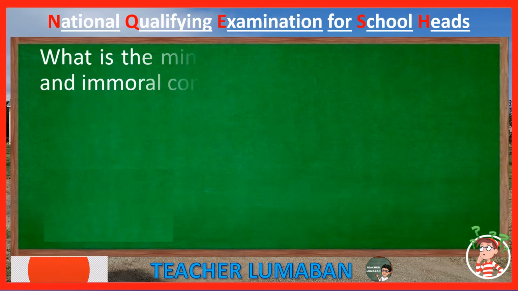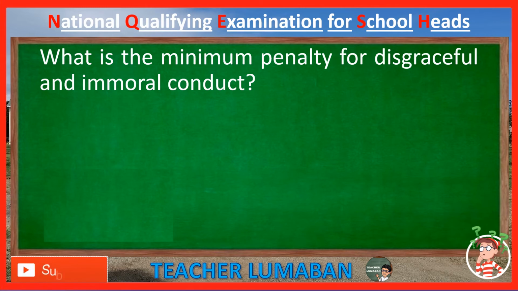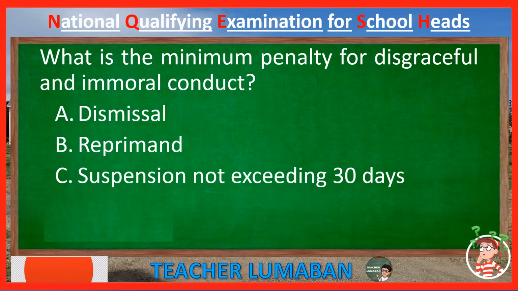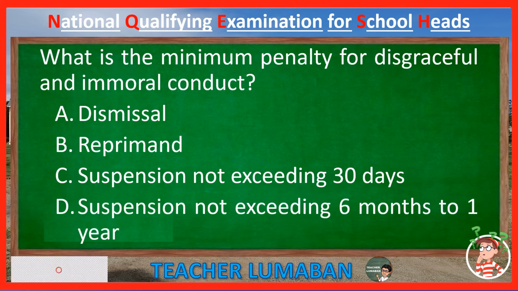What is the minimum penalty for disgraceful and immoral conduct? Letter A, dismissal. Letter B, reprimand. Letter C, suspension not exceeding 30 days. Letter D, suspension not exceeding 6 months to 1 year. Choose the suitable answer based on the given choices in 5 seconds.